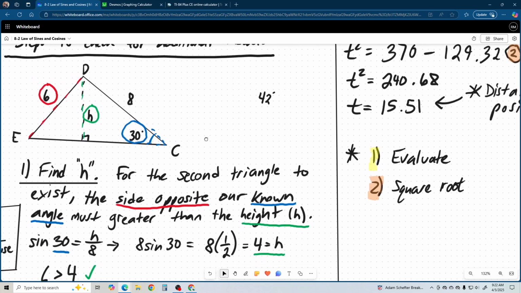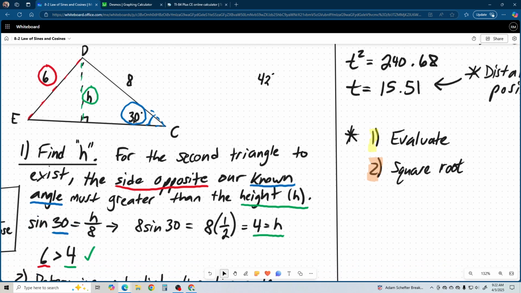Okay. So the way we would do that is, in order to find H, let's just ignore this 6 for a second. Let's just look at this little triangle we've created. Well, we have our hypotenuse, and we have our opposite. Opposite and hypotenuse is going to give us sine. So if you look at the math down here, sine of 30 equals H over 8, opposite over hypotenuse. And then we just solve that. So we multiply both sides by 8 to get H by itself. So 8 sine of 30 equals 8 times, well, what's sine of 30? You should know this, right? Sine of 30 is a half. So 8 times 1/2 is 4, which is going to be our value for H.